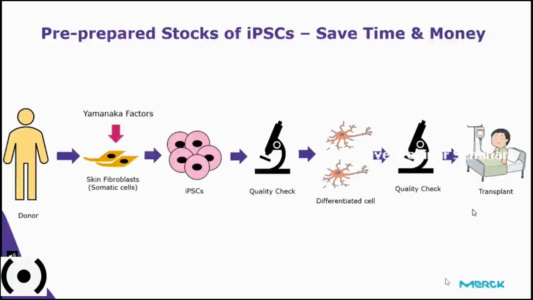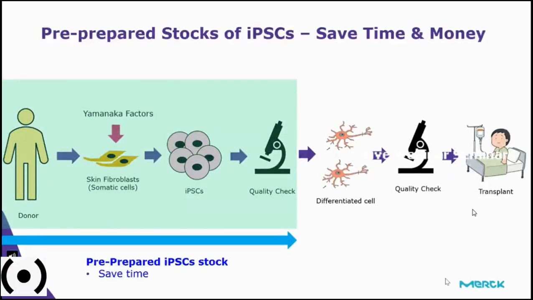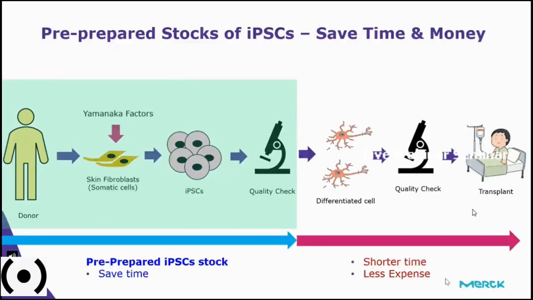So by preparing stocks, you can save a lot of time, right? And then you can directly differentiate the cells as per the patient's demand, and you can transplant. So you can shorten the time and the expense will also be less, right? So this is the latest advancement which is going on in iPSCs.